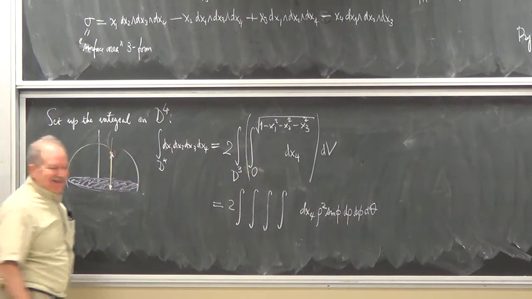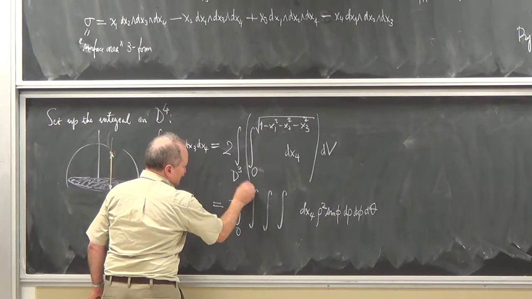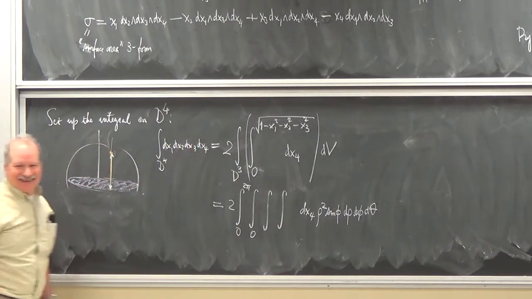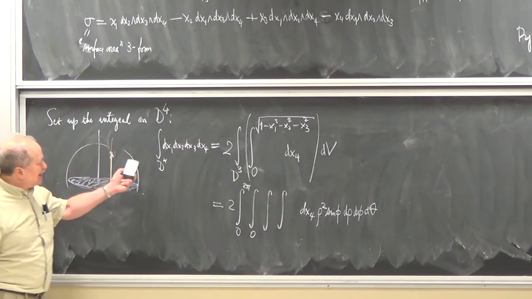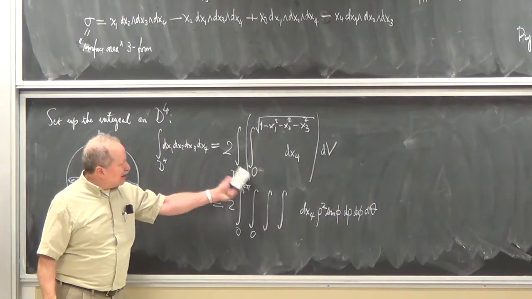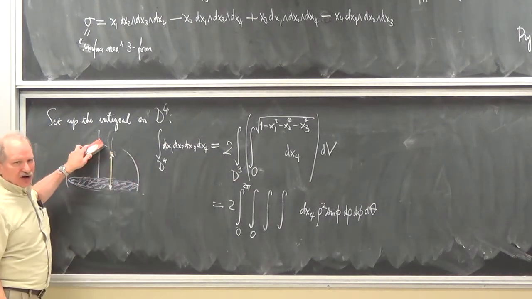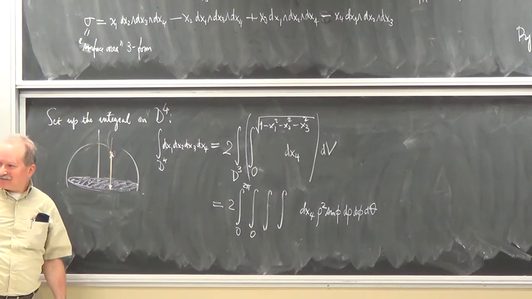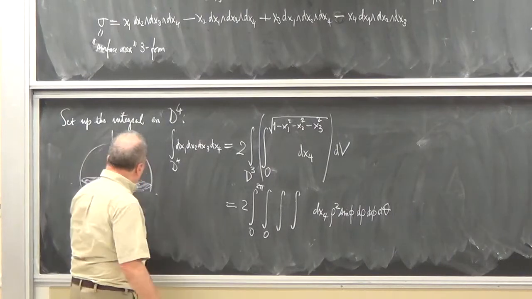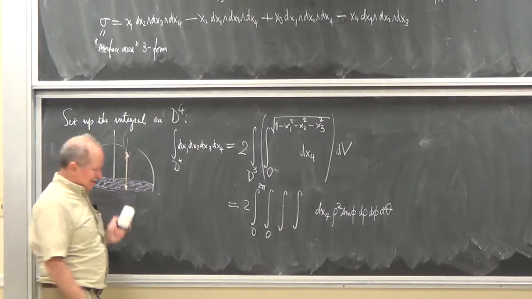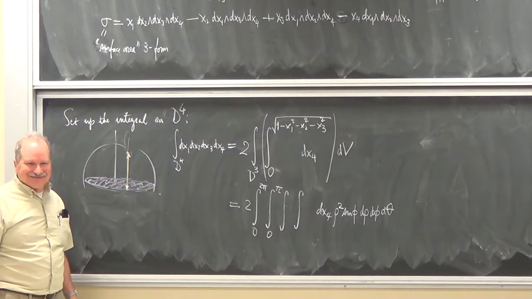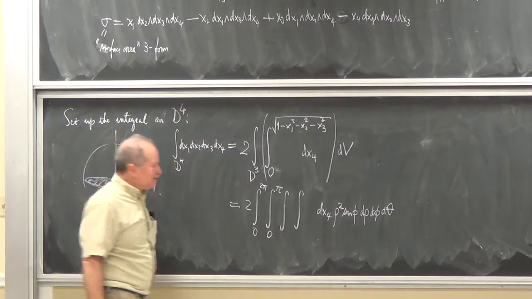Alright, so 0 to pi for theta. 0 to pi for... I fooled you. But I didn't have to, right? I was doing only the upper half ball here. You're only doing the upper half ball in R4. So that we're also still doing the full ball in R3. So it's still 0 to pi. Okay. And then 0 to 1.